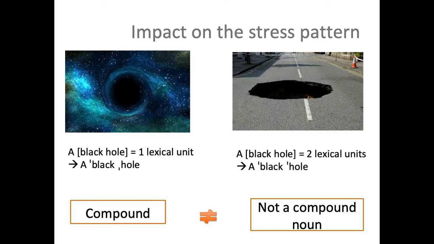So when it's two lexical units, as you can see, you have two primary stresses. This corresponds to the general stress rule, which you already know. Lexical words are stressed: nouns, verbs, adjectives, and adverbs. But when it's a compound noun, as you can see, you have a primary stress on the first word and a secondary stress on the second word. This is the general rule for compound nouns, and indeed it shows you that it forms one lexical unit rather than two.